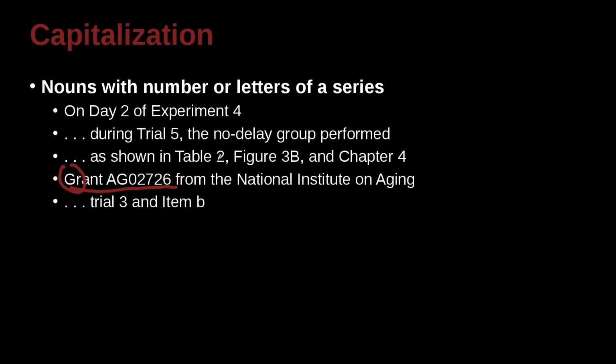Trial 3 and item B, well, this is going to be different, isn't it? Because this is not actually in a series. This is using a conjunction. Don't do this with variables either, such as trial N and item X, because they're not the actual thing. It's not number 1 or number 2, so you would not capitalize trial or item here.